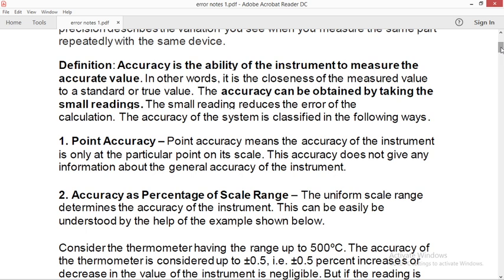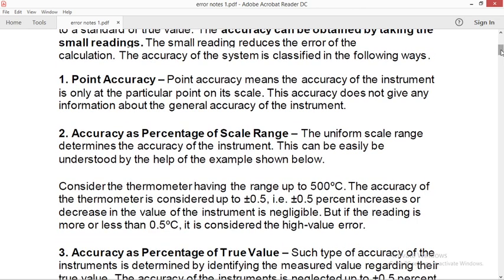Now, accuracy is classified in three different ways. The first is point accuracy. Point accuracy means the accuracy of the instrument is only at a particular point on its scale and nowhere else. So in this way, you cannot generalize to the entire instrument. You can only talk about a certain point in any instrument.